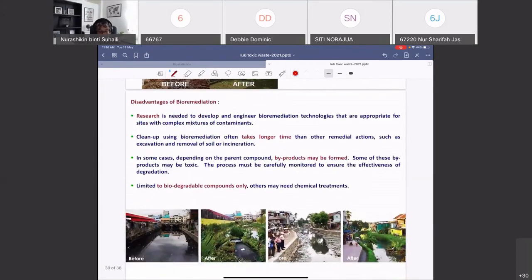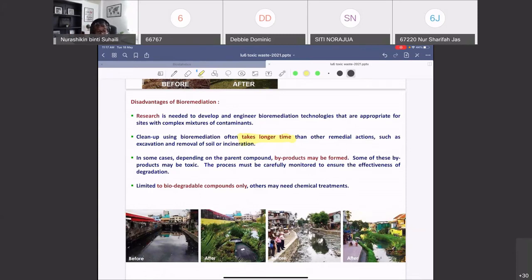The disadvantages of bioremediation. The most significant one is in terms of time, because it's a biological process. It takes time. It doesn't happen overnight. So that is one of the most significant disadvantages. It takes longer time compared to chemical treatment. Chemical processes normally don't take that long, compared to biological processes.